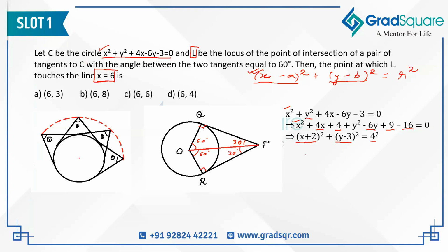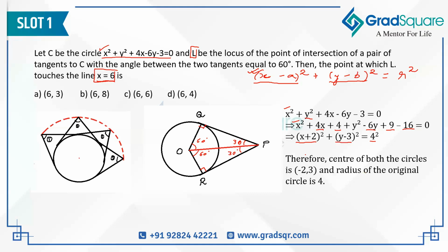So what I've done now is that I've essentially reduced the given equation of the circle down to its general form. So now I know that the center of the smaller circle will be minus 2, 3 and its radius will be 4. And because we know that even the bigger circle, which has been represented by the letter L here, will have the same center, its center will be minus 2, 3 as well. So the point O lies at minus 2, 3. This we can figure out. And of course, the length of OQ and the length of OR will be equal to 4.